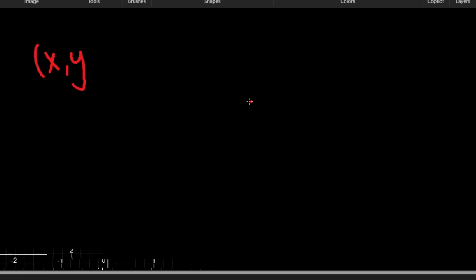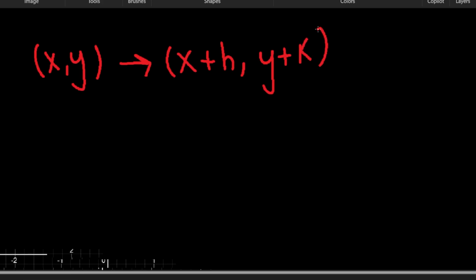So we know how to translate graphs now. How do we put it down into notation? How do we get the mapping notation of it? It's called mapping notation: (x, y) arrow. What affects x? Is it h or k? It's x plus h, comma, and what affects y? y plus k. This is the notation. The k value affects the y values, and the h value affects the x values.